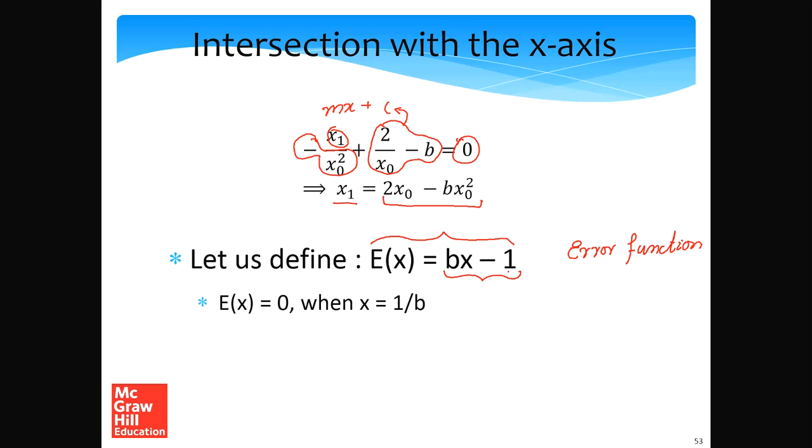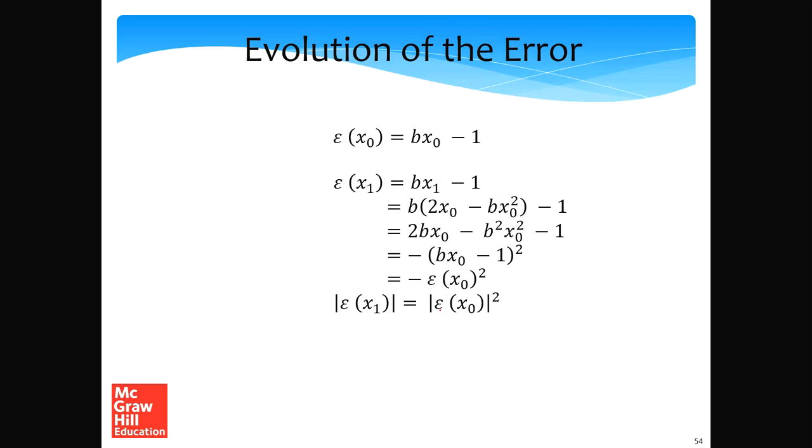Defining these functions is actually an art. For different functions, you need to define them differently. So in this case, this is how we are defining it. The error function e(x) is bx - 1. What is the advantage of defining it this way? When we reach the root, where x is equal to 1/b, the error becomes equal to 0. You just put x here. If x is 1/b, b times 1/b is 1, and 1 minus 1 is 0. So the error is 0. Our aim is also to make the error 0, and the error happens to be 0 when we reach the root of the function f(x).